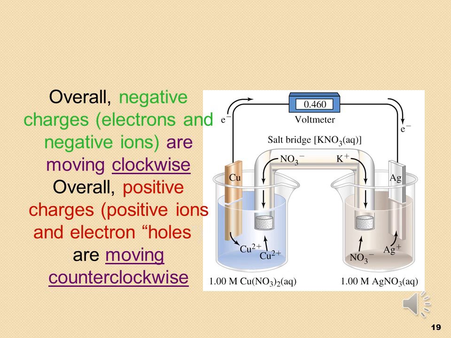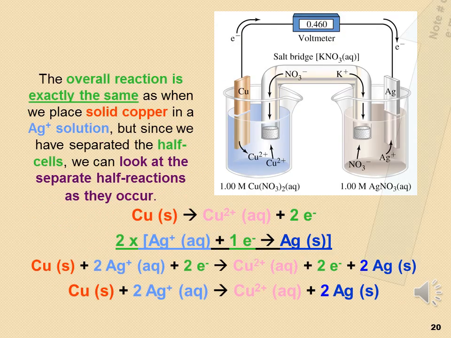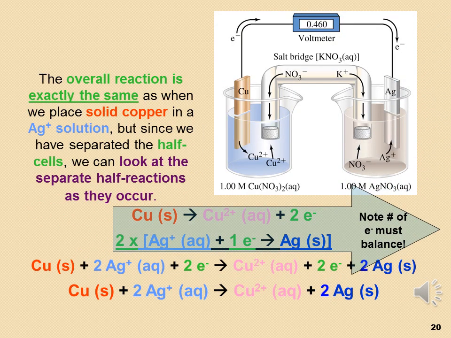In general, the electrons move from the anode, from the left hand side, to the cathode in the right hand side. The overall reaction is exactly the same as when we place solid copper in a silver solution, but since we have separated the half cell, we can look at the separate half reactions as they occur.